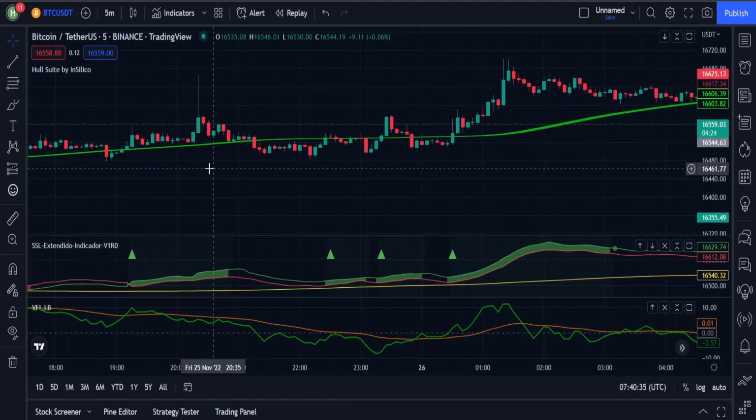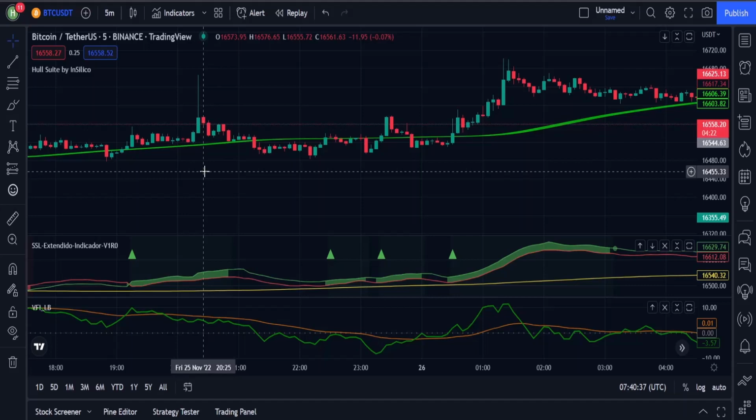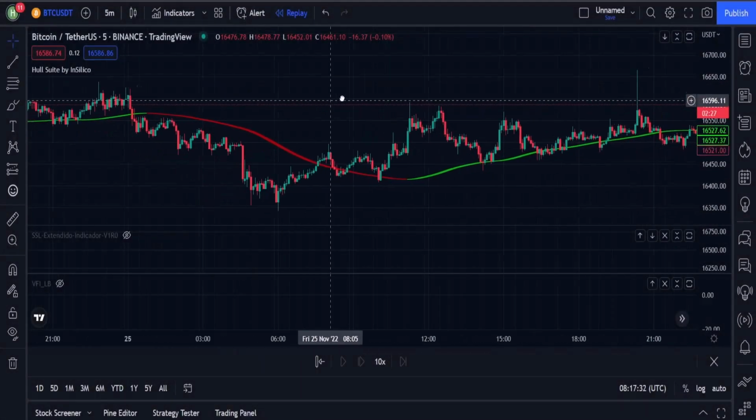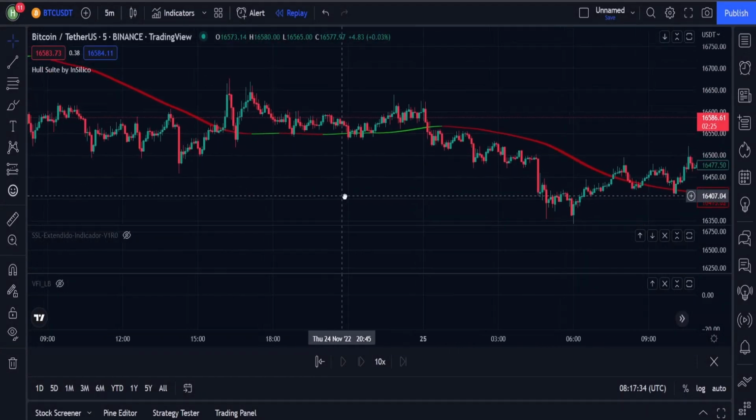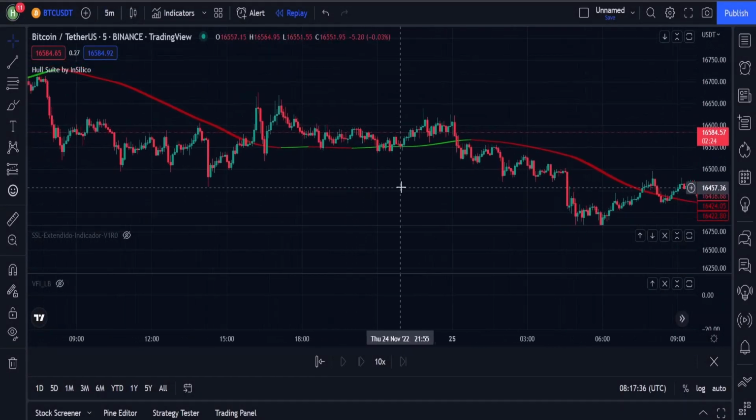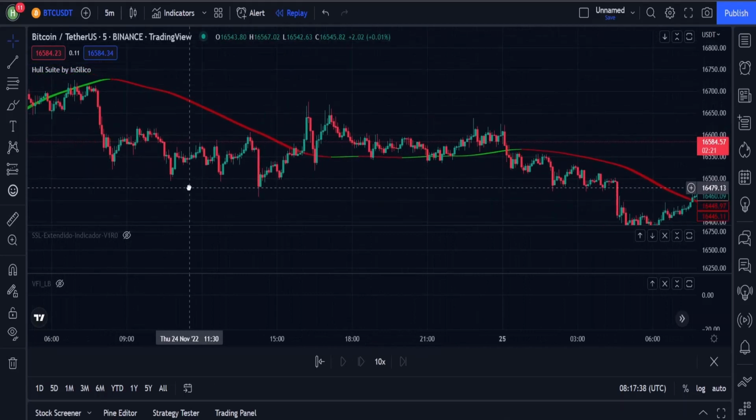Now that our strategy is complete, let's get into the trading rules for this strategy. But before we do that, let's just quickly go through what main functions these indicators will play in our strategy. First, let's start with the Whole Suite indicator. This is a confirmation indicator that will help us determine the long-term trend.